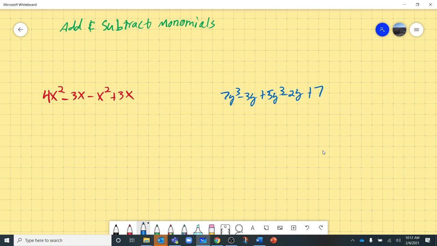All right, so this part is kind of the meat of the chapter. This is what we really want to understand how to do: add and subtract monomials. What we're really doing is combining like terms.